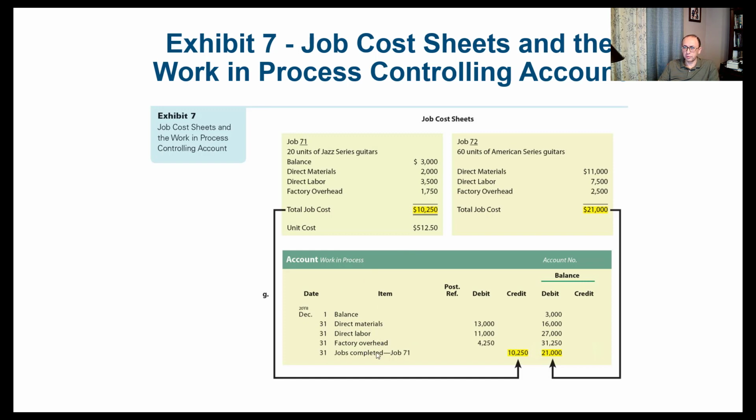In our work in process, we're going to reduce that balance because now it's been moved to finished goods. So we're going to credit the work in process by $10,250, and that would bring down our debit balance for the work in process to 21, which is the same value that we have for Job 72. So remember, we had a balance of 3,000. We added direct material, direct labor, factory overhead, but we completed Job 71, so we credit Job 71 by $10,250, and the remaining balance, the 21, represents the remaining job that hasn't been finished yet.